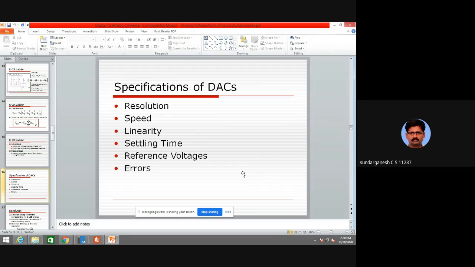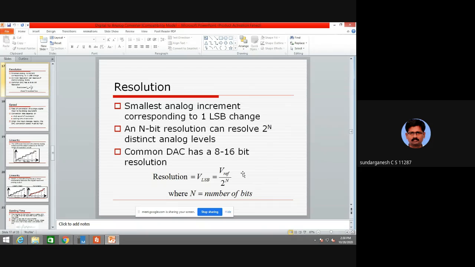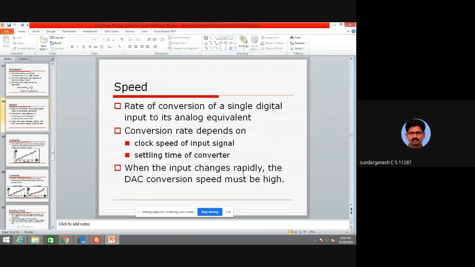So these are the terms: resolution, speed, linearity, settling time, reference voltages and errors. Resolution is, for one LSB change, what is the change in the output? That is known as resolution. Speed is how fast it is converting the analog output to the digital input. That is known as digital conversion.